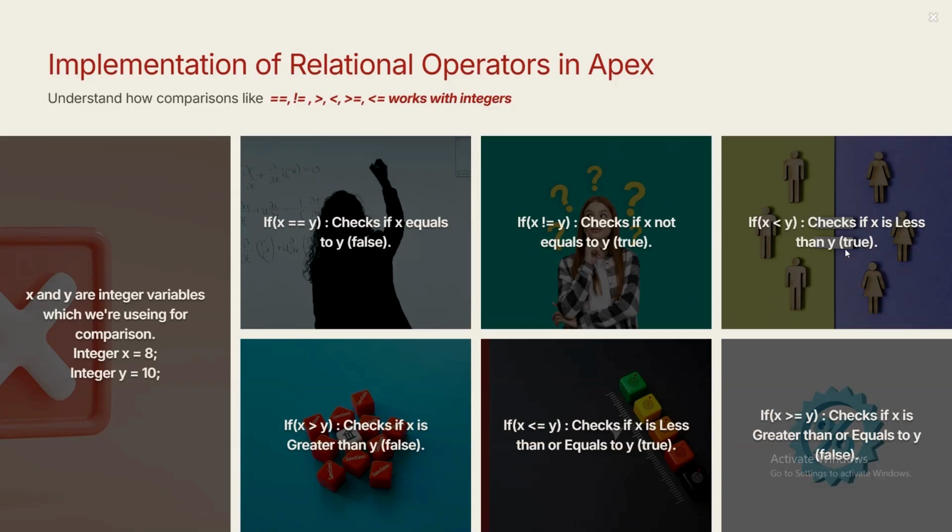The third relational operator is less than. That means it will check if x is less than y or not, and it will return true when x is less than y. Okay, so I will explain it on the anonymous window.